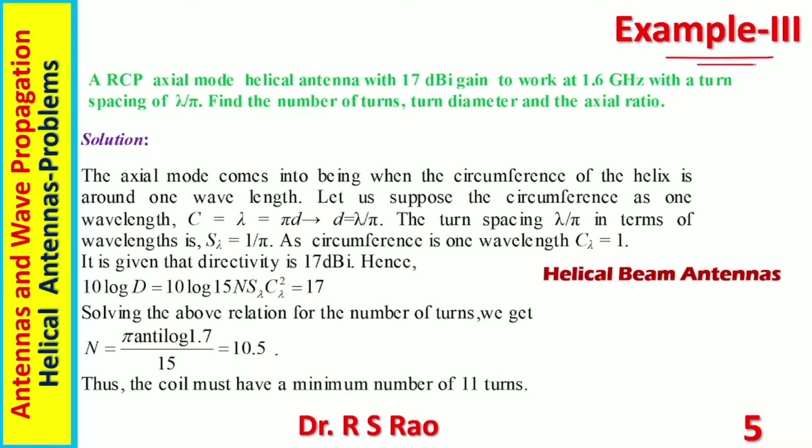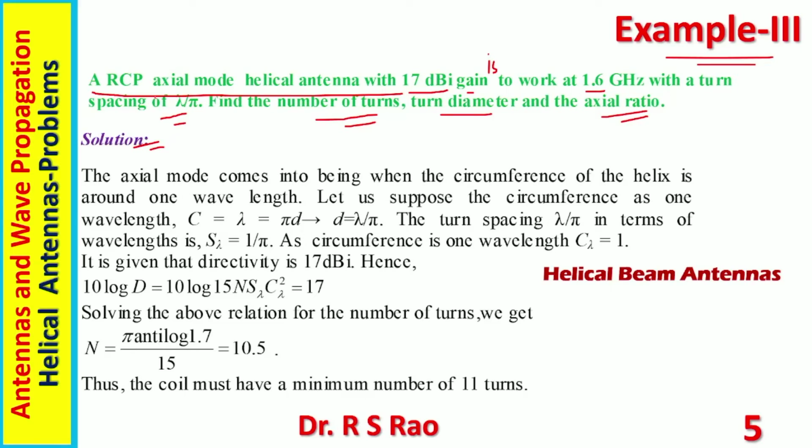Another problem, example 3. A RCP axial mode helical antenna with 17 dBi gain is to work at 1.6 GHz with a turn spacing of lambda by pi. Find number of turns, turn diameter and axial ratio.